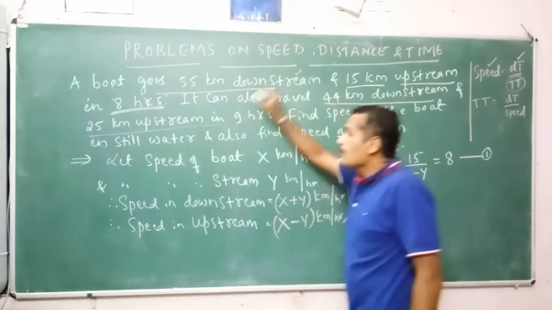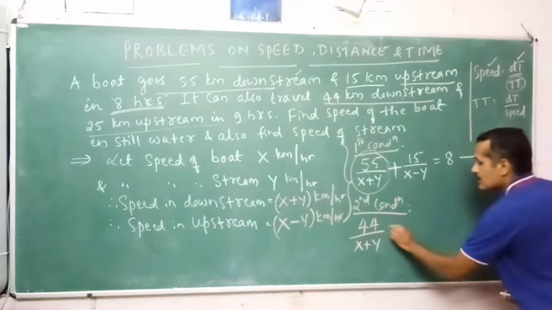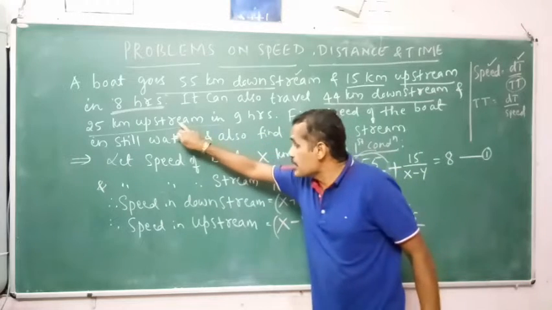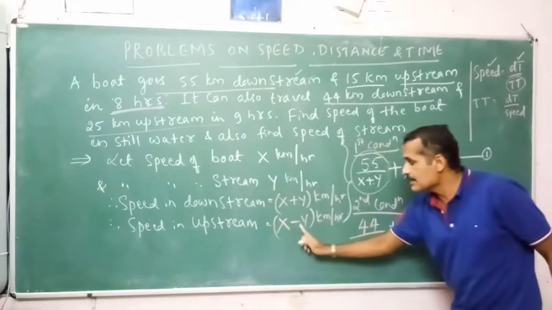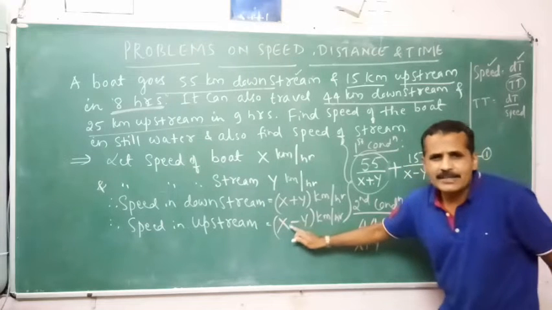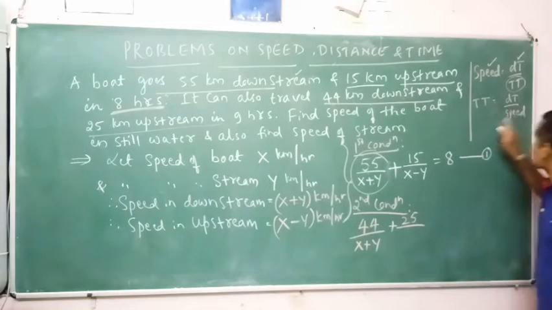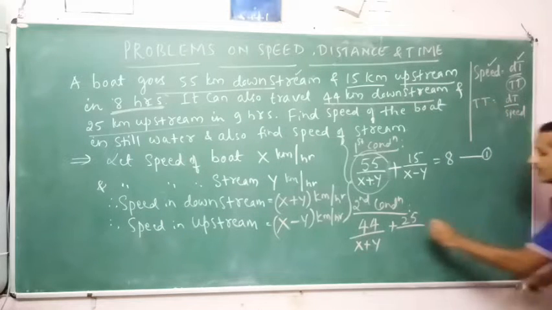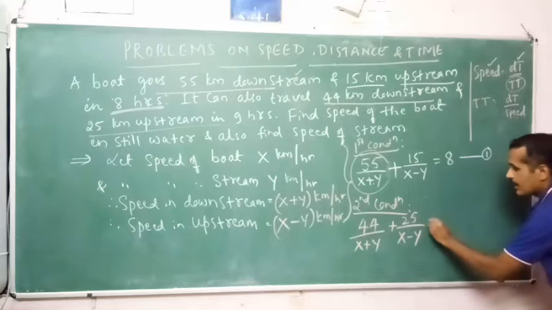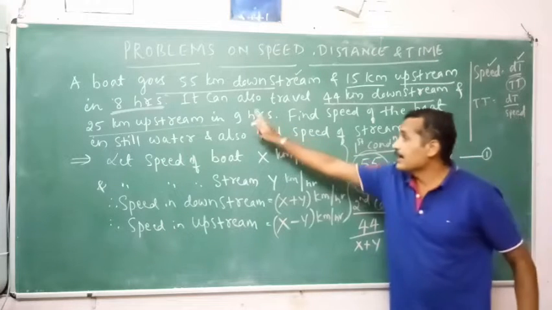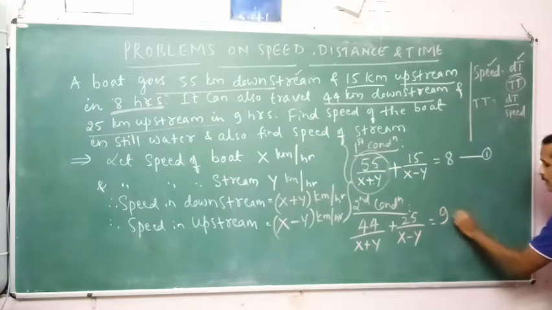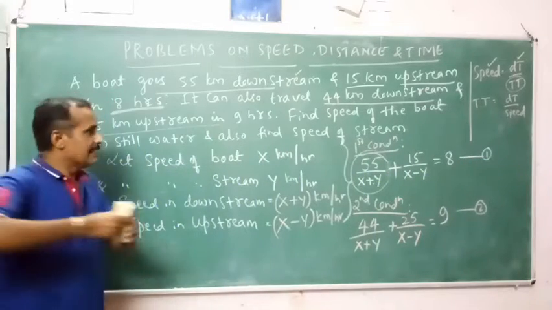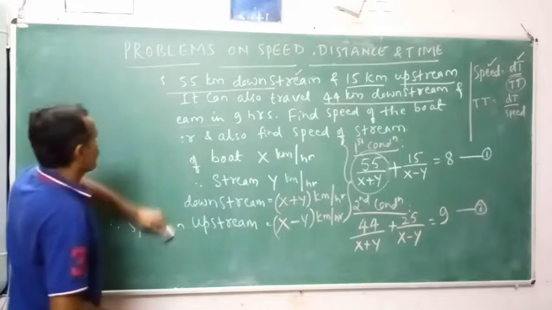And 25 km upstream, plus 25 divided by, in which stream? Upstream. Upstream speed is x minus y. Why am I taking the speed in the denominator? Because I want speed in the denominator, so that I will find the time taken. x minus y is equal to how much? 9 hours. Call it equation number 2. Now let me solve both the equations.